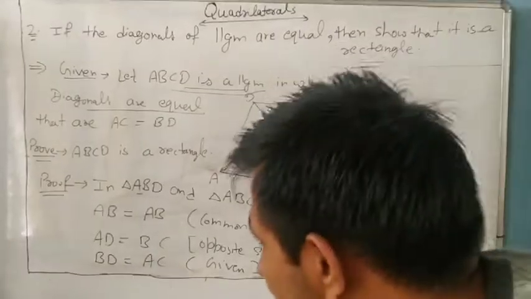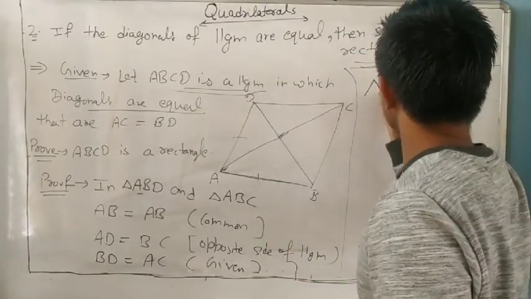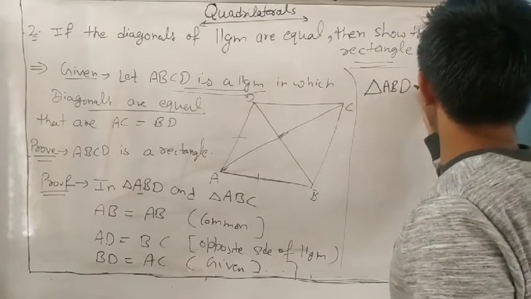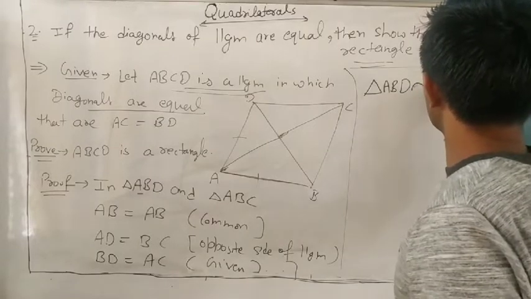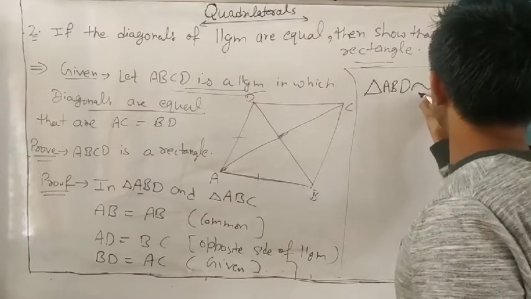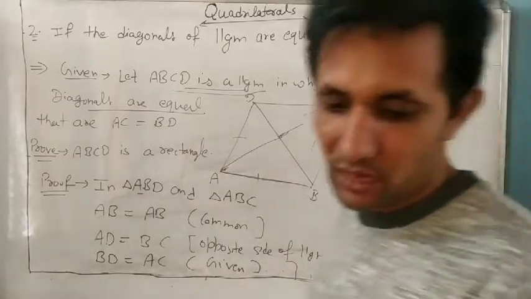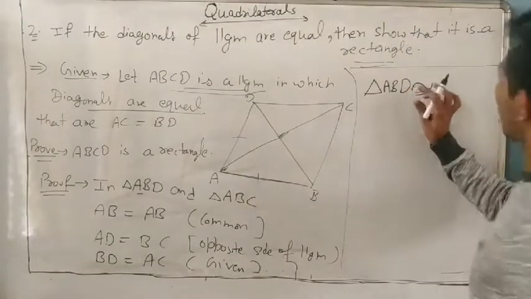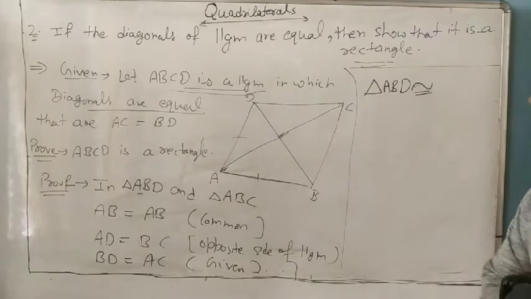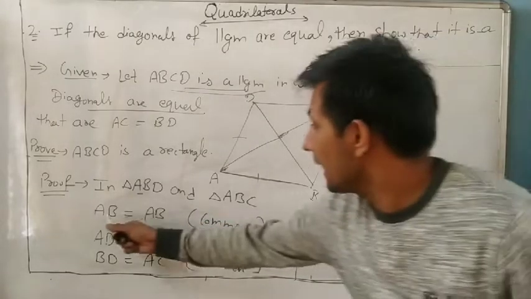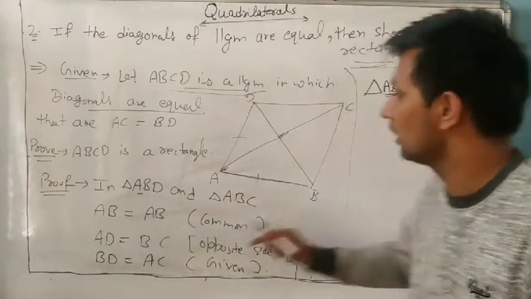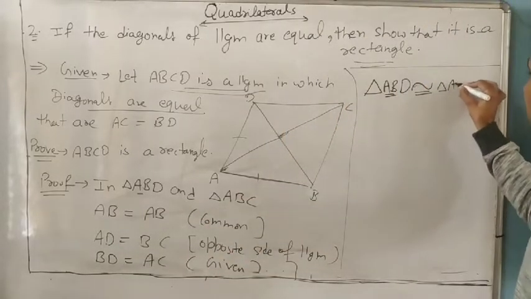So you can write triangle ABD congruent to triangle BAC. Congruent is the symbol. Always we will write in order, ABD. So AB equal to AB: AB is the first two, and here is also AB. So triangle AB.